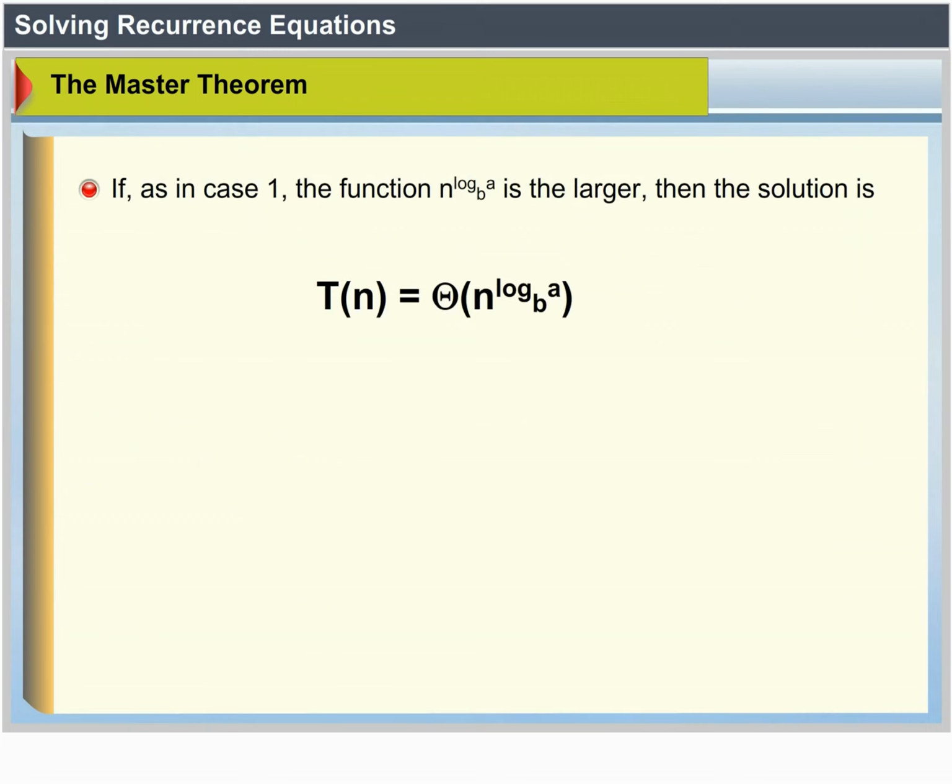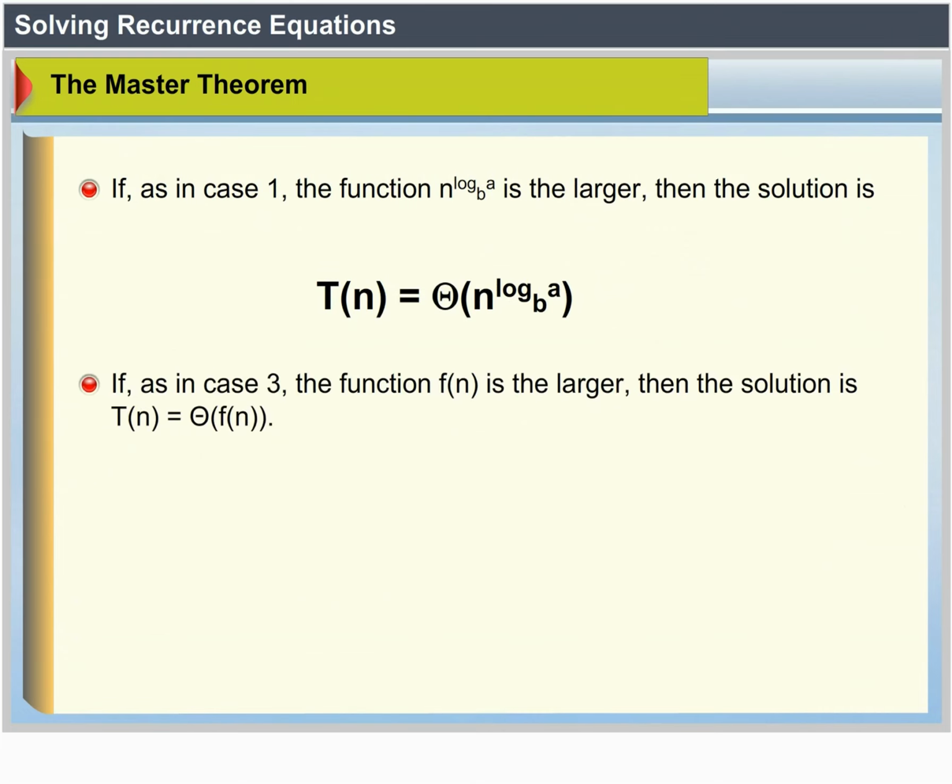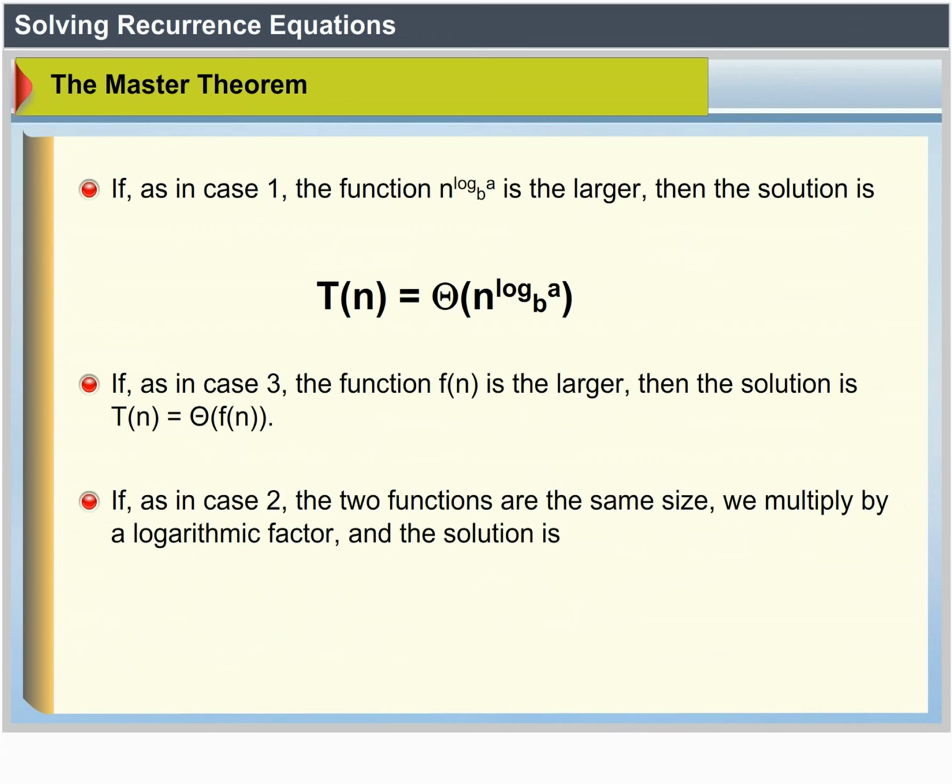T(n) equal to theta of n^(log_b a). If, as in case 3, the function f(n) is the larger, then the solution is T(n) equal to theta of f(n). If, as in case 2, the two functions are the same size, we must multiply by a logarithmic factor and the solution is T(n) equal to theta of n^(log_b a) times log n, equal to theta of f(n) log n.